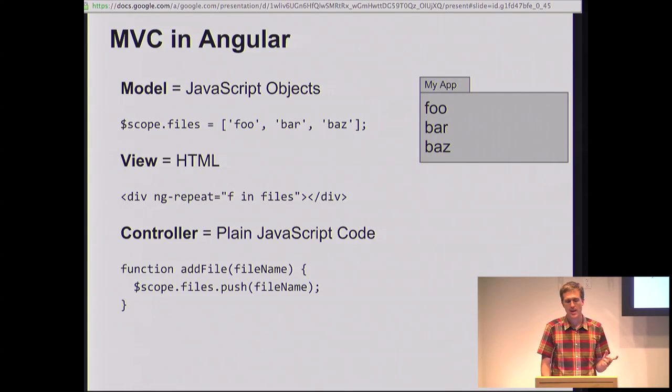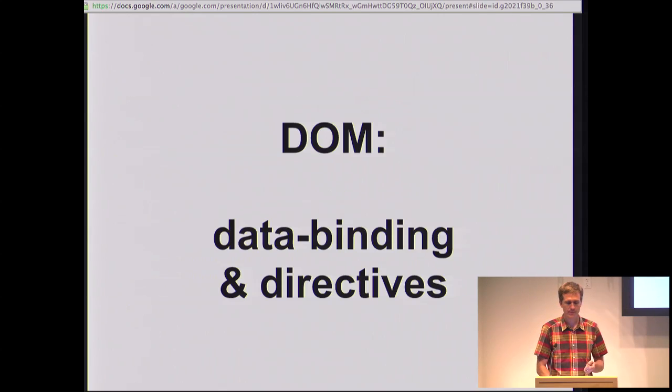We call them directives, where I want to repeat through every file in files, and then in my controller I tell it how to map those files in. Then I can have my app display something like foo, bar and baz.